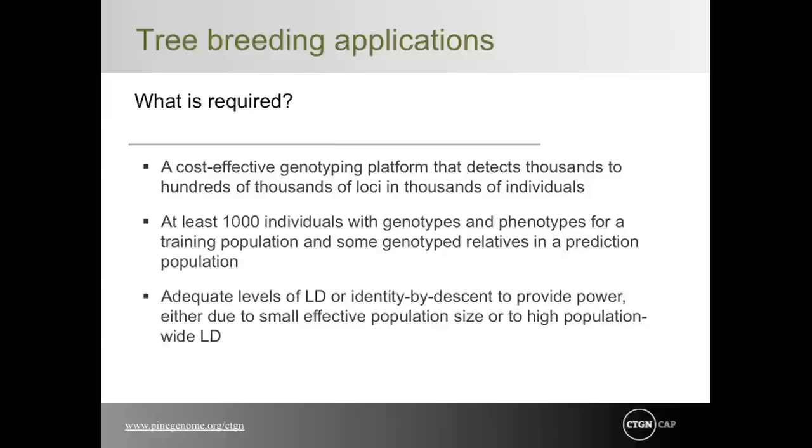Several elements are required for successful application of genomic selection to tree breeding or population genetic analysis, as shown on this slide. The exact numbers of individuals in the training population may vary among tree species, depending on the genetic architecture of the traits of interest and the distribution of genetic variation within the breeding population. But 1,000 individuals is a reasonable size based on simulation studies reported by Grattapaglia and Resende.